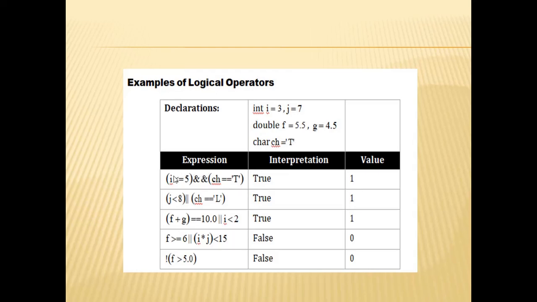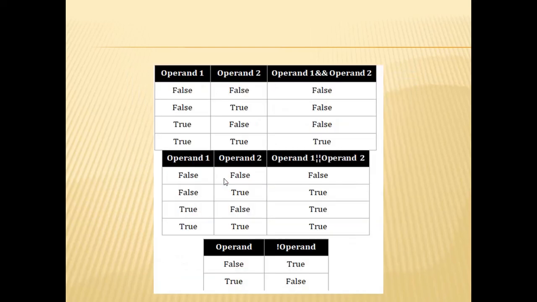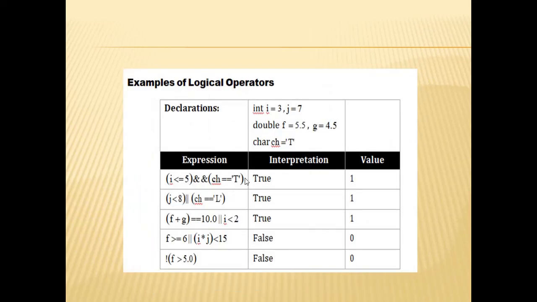So let us check the conditions with these expressions. Here, i is less than or equal to 5. Is 3 less than or equal to 5? Yes, it is true. And ch is equal to t, which is also true. In the logical AND case, if both operands are true, then the result is also true. So this is true and this is true, and the logical AND result is also true. The meaning of true is 1, so the value here is 1.